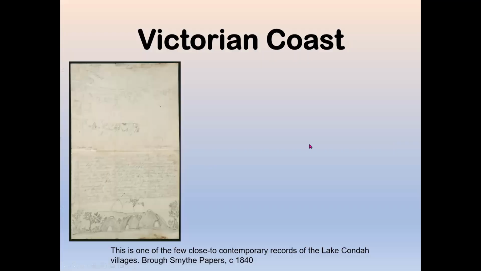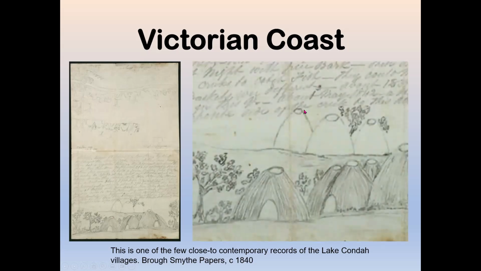Now, there weren't very many records, but this one is of Lake Condah, a village that the Aborigines had, and this is from somebody called Brough Smyth, and he had some papers about 1840. It's all handwritten. He's got his little diagrams there, and this is the blow up of the diagrams in 1840. I had a lot of trouble reading it, so I just stopped.